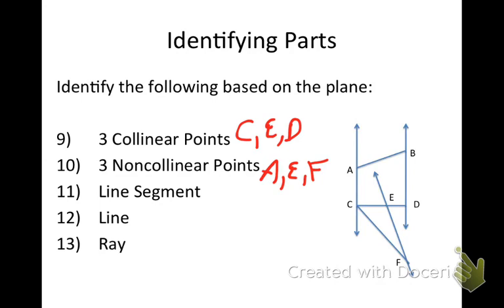Clark, what do you have for a line segment, bud? Would A and B be on that? A and B is a great line segment. Blake, what do you have for a line segment? You had A, B as well? Did anybody have C, D? Did anybody have C, F? Did anybody have A, C?